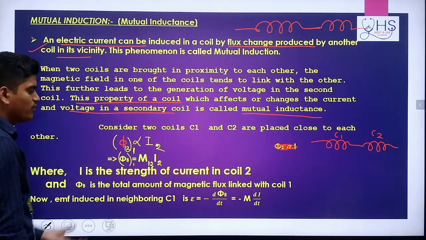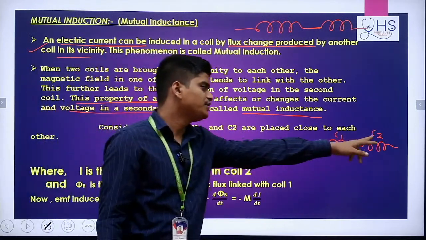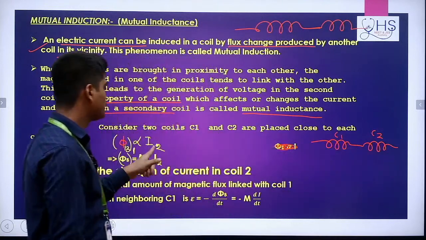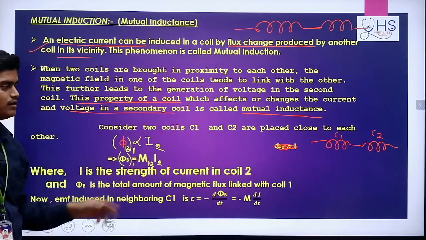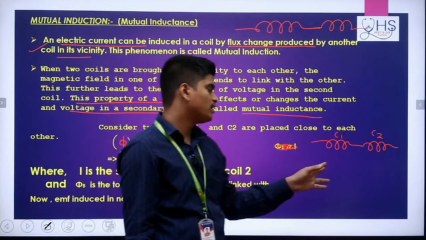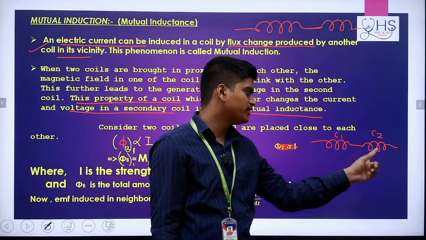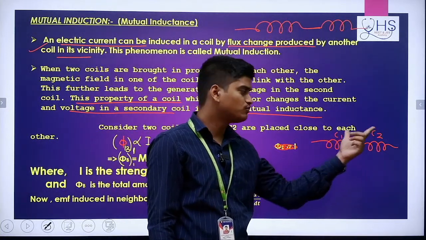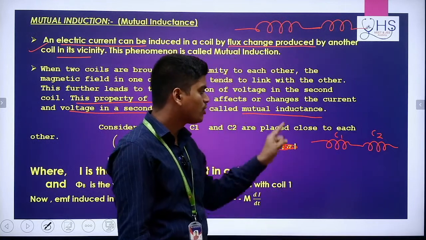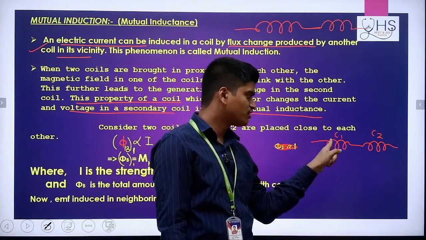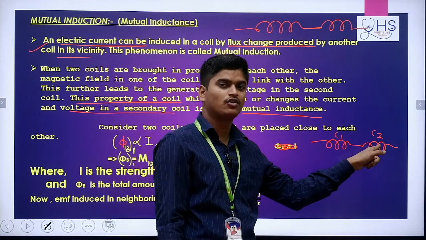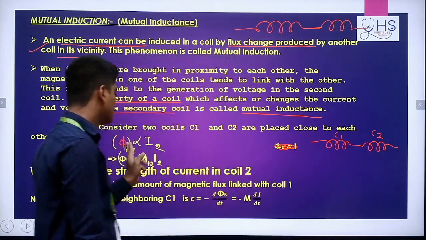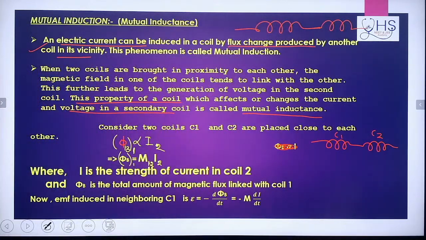Similarly, if you want to check the flux phi 2, phi 2 will be directly proportional to I1. Because if the current is changing in coil 1, flux is changing in coil 2 due to that current. So phi 2 will be directly proportional to I1. Like that also you can do.